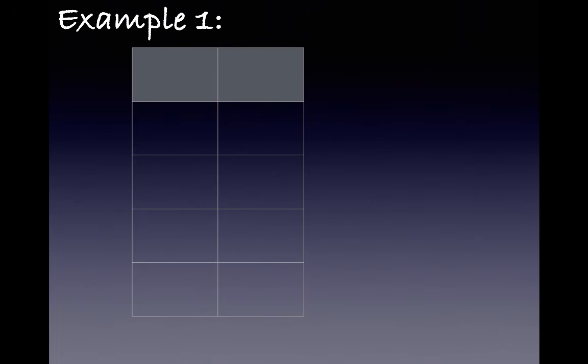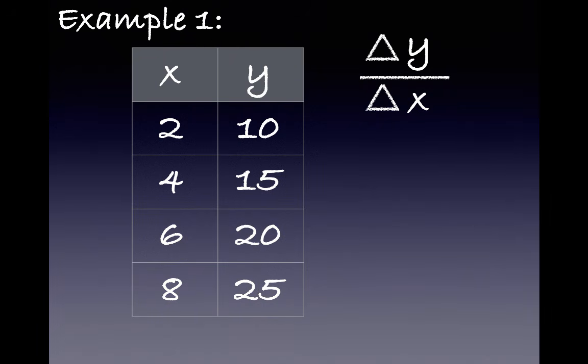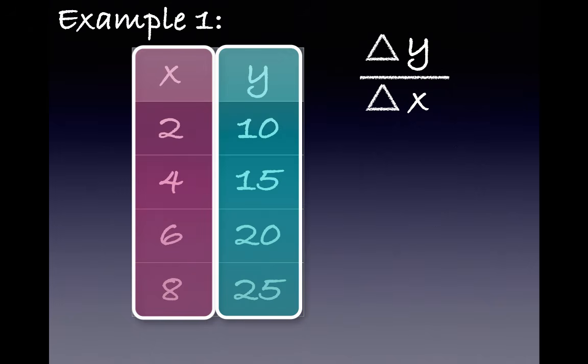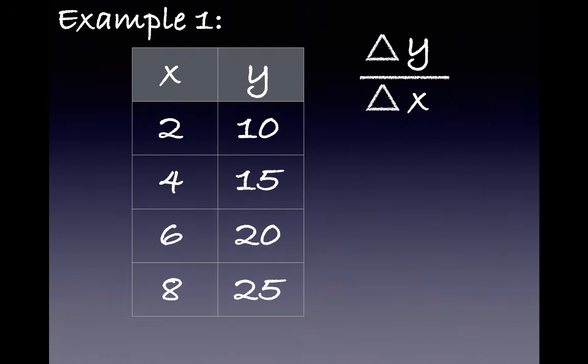Okay, let's look at example 1. We're going to look at this vertical table, and when we're looking at a vertical table, we should know that the x values are always on the left over here, and the y values are always going to be on the right over here. So to find the slope of a table, we have to look at the change in the x values and the change in the y values, with the y values going on the top.